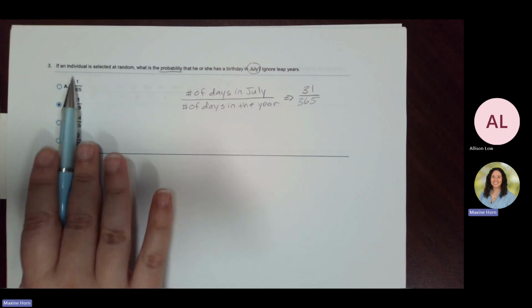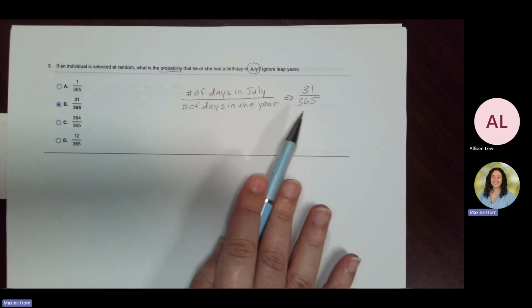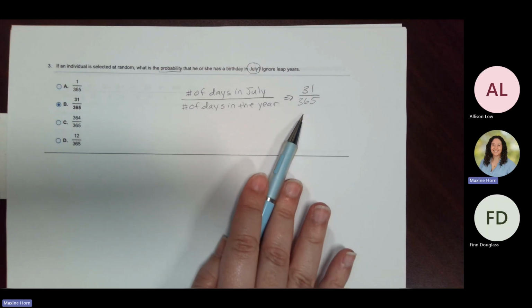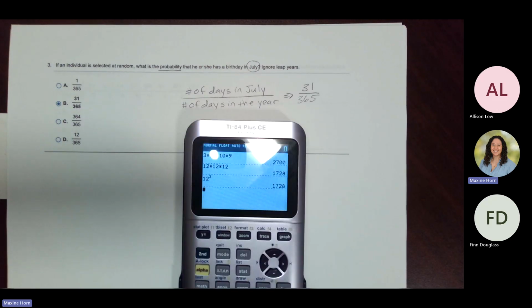Now, another note that I want to make is that maybe you didn't look at your options before you started working this problem out. And so maybe you put the 31 over the 365, and then you said, okay, let me plug that into the calculator, right? 31 over 365. And then you get this decimal, and then you go to look at your answers and realize, oh, I didn't need to plug that into the calculator. They just wanted me to leave it as a fraction.